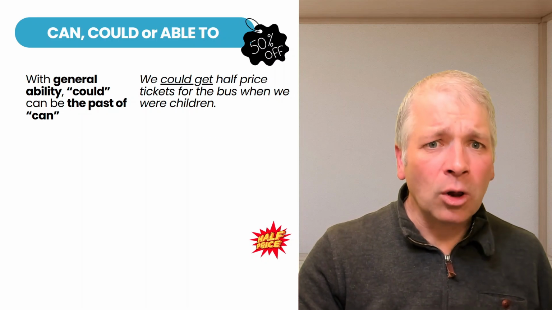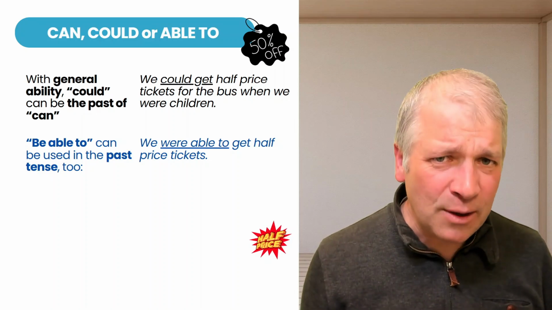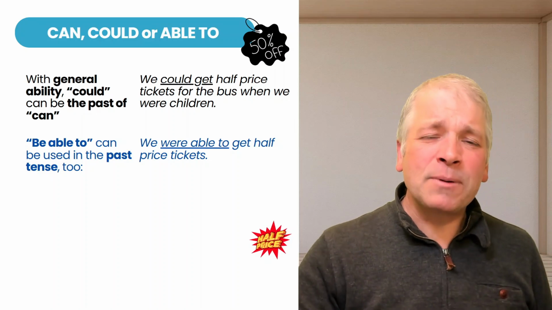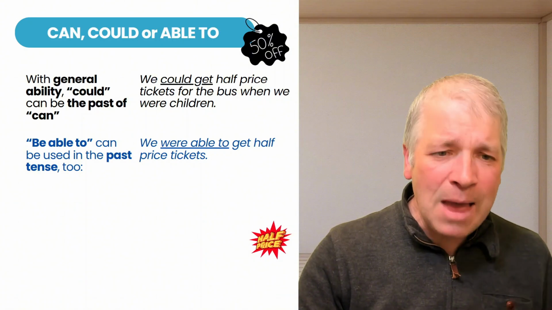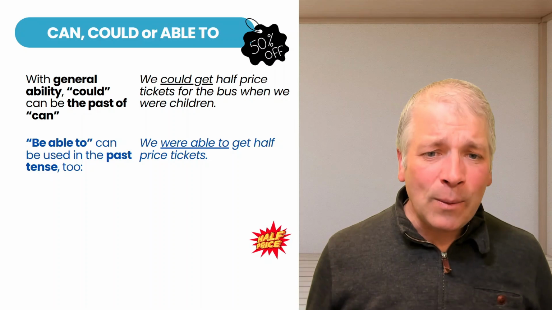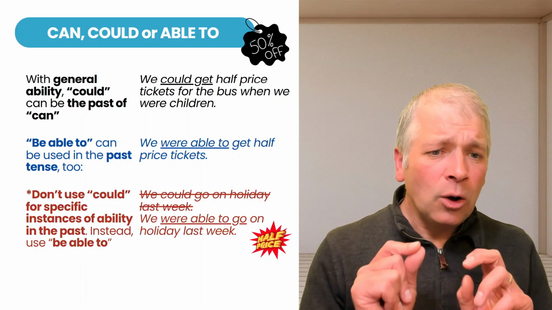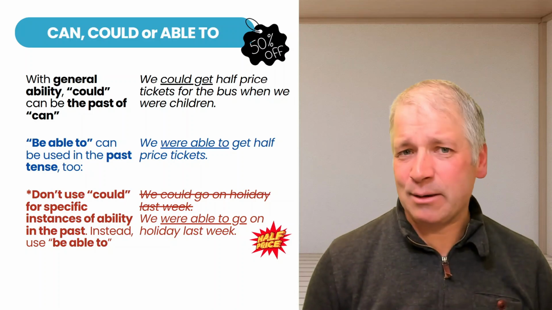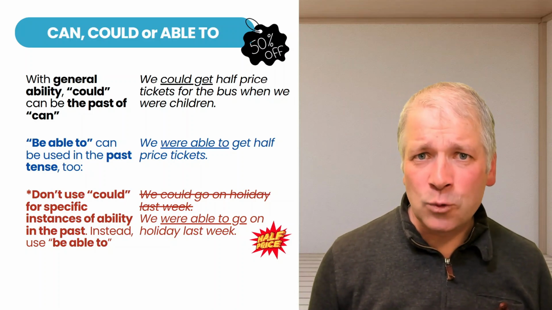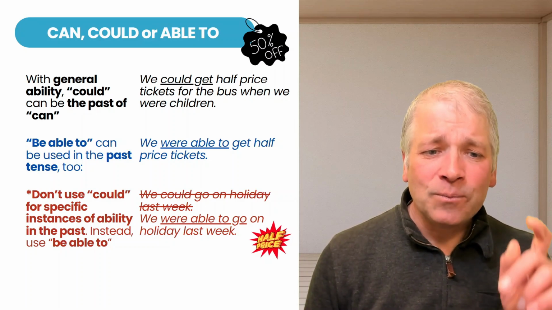But that's general. What about when we get a bit more specific? When we get a bit more specific, we need to use able to. Be able to can be used in the past tense too. We were able to get half-price tickets. But when we're looking at specific instances of ability, don't use could. Instead, use be able to in the past.